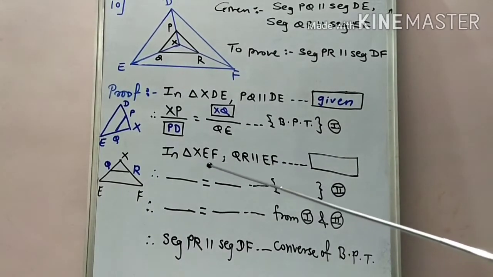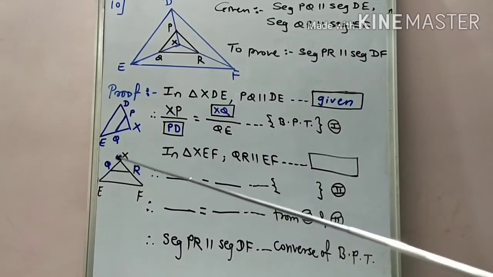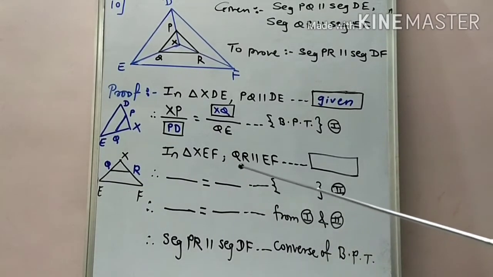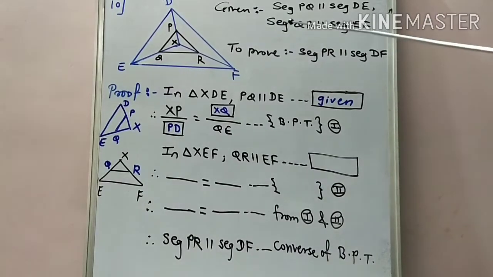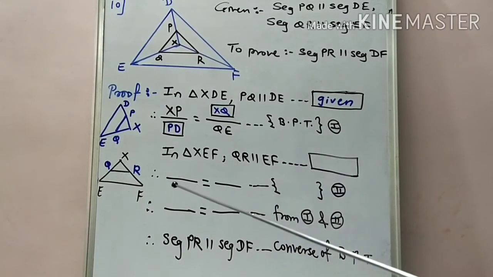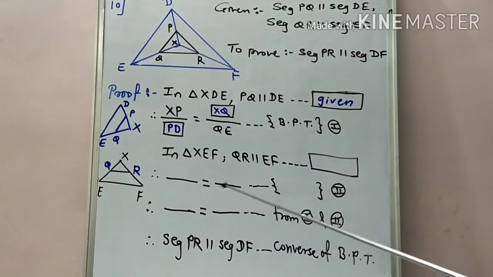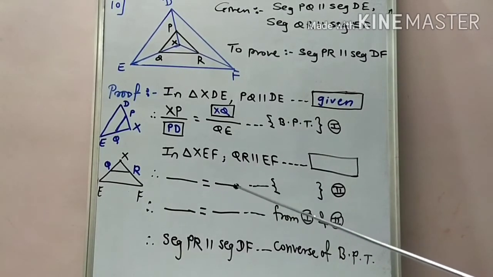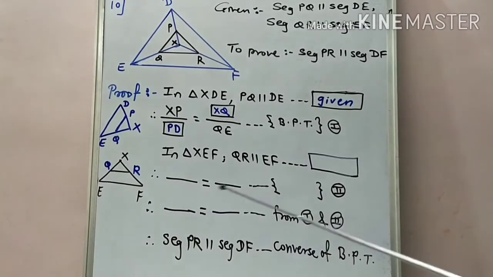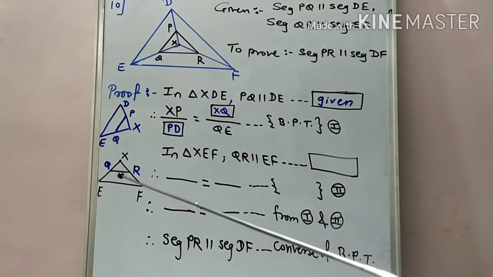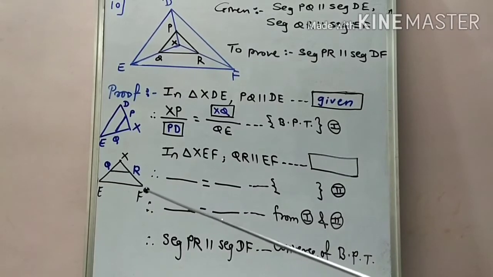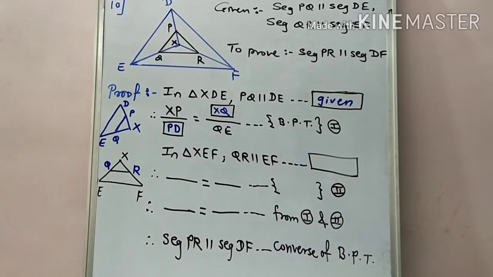Now in the second triangle XEF, here I separate that triangle where QR is parallel to EF, and QR parallel to EF is the given part. So here again we write the same reason, given. Then what do you have to write? You have to write the equal ratio according to BPT again, because in triangle XEF the line is parallel to one side of the triangle, and that line divides the remaining sides in the same proportion. So try to write those terms here students.